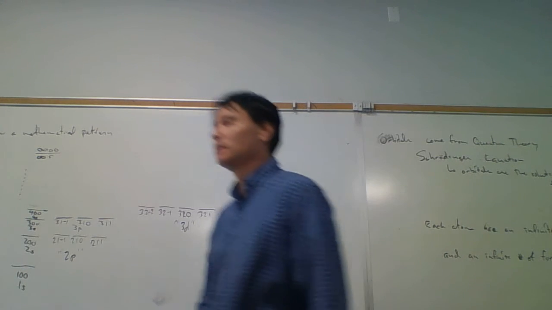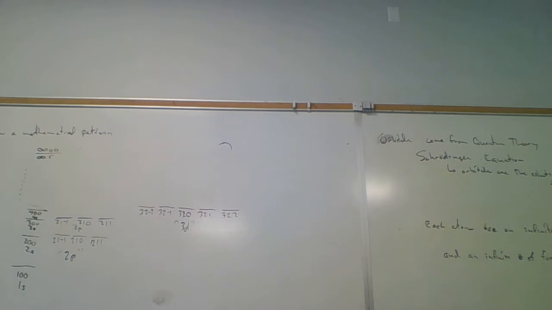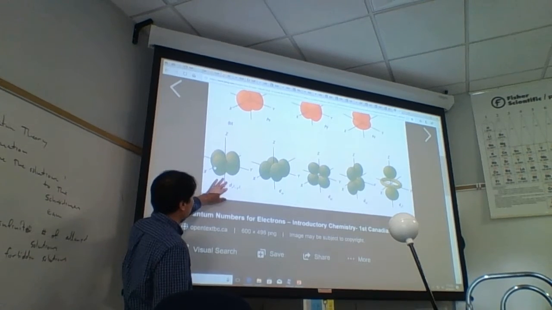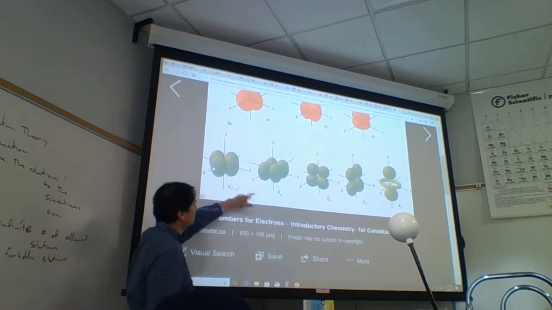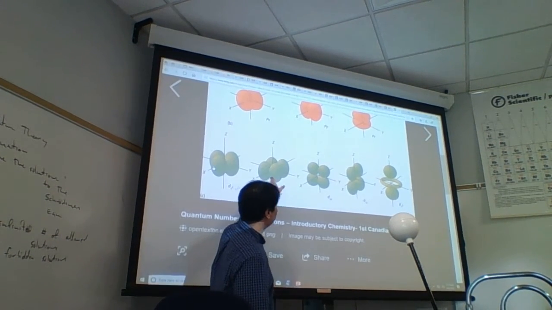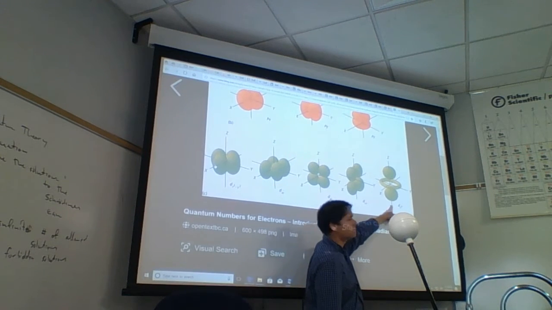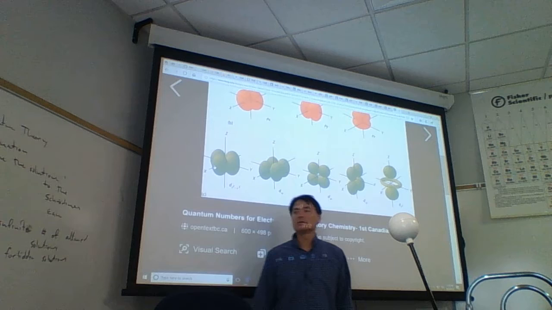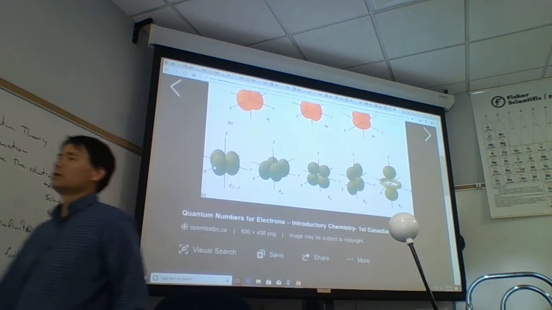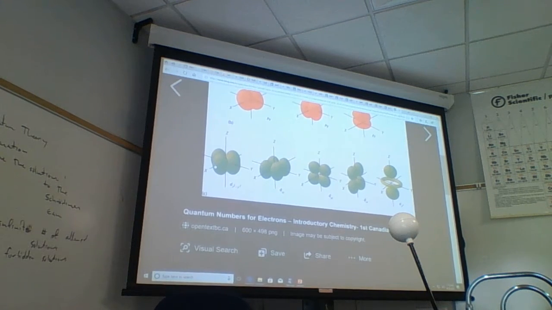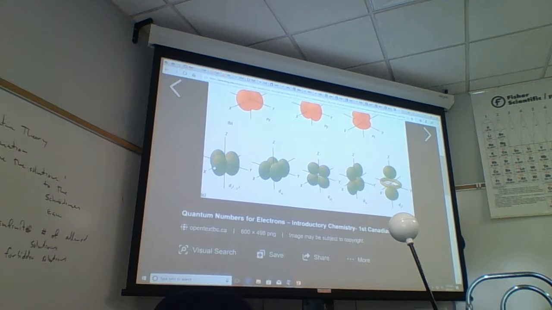We have little designations for those 5. So for example, we have the 3dx squared minus y squared, which looks like this, the 3dxy, the 3dyz, the 3dxz, and the 3dz squared. That's what they look like. Those are the orbitals, and they're all the same energy. Those 5 individual orbitals have the same energy.